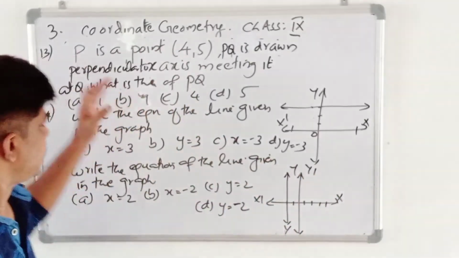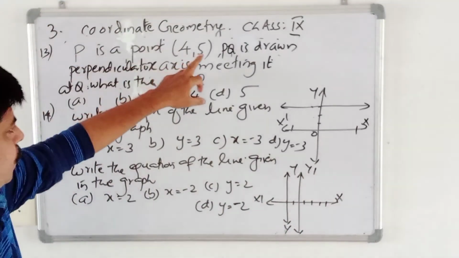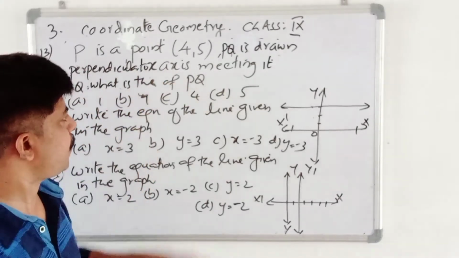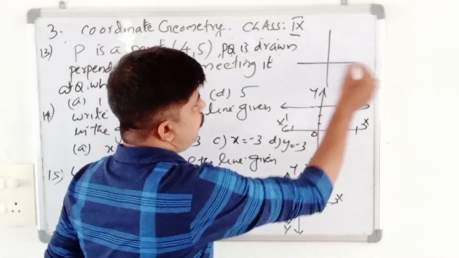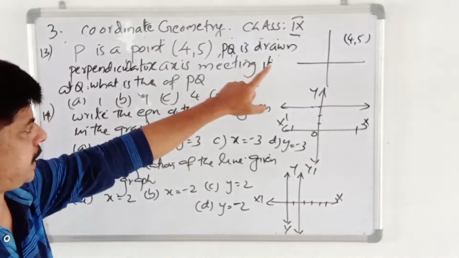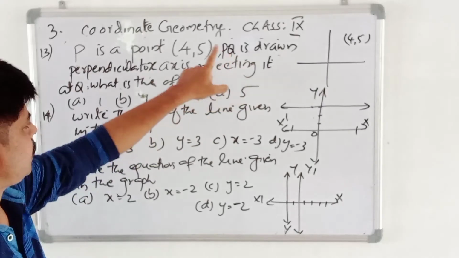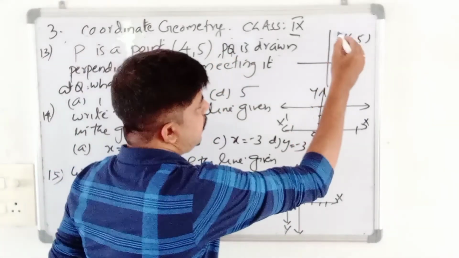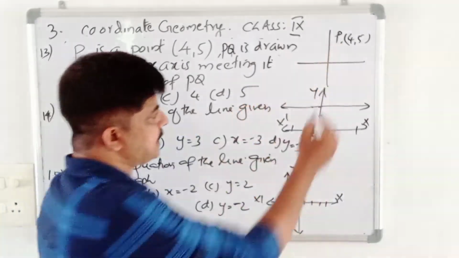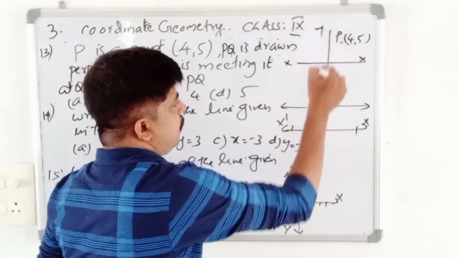Okay, here we have the next one. P is a point, P(4, 5). PQ is drawn perpendicular to the x-axis. What is the length of PQ? P is (4, 5). This is lying in the first quadrant because of the positive signs. We can draw a perpendicular to x as well as y. This is the x-axis. This is the y-axis.